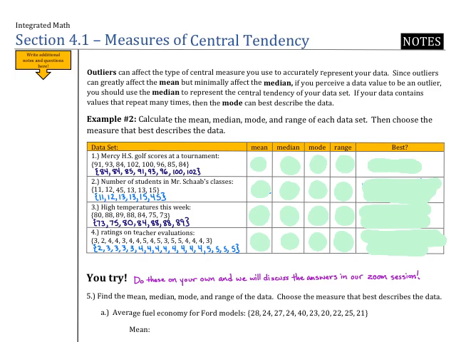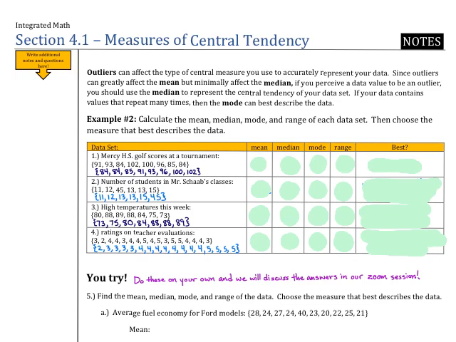All right, first one, Mercy High School golf scores at a tournament. So you can see we got the data there. The first thing I always do is put them in order. All right, put them in order from least to greatest. Sometimes I cross them out as I write them just so I don't count one twice or so I don't skip one. Okay, but that's important to put them in order. That helps you find the median. So you're going to have to do it anyway. So you might as well go ahead and do it right off the bat.